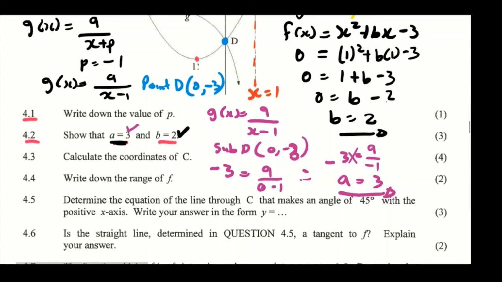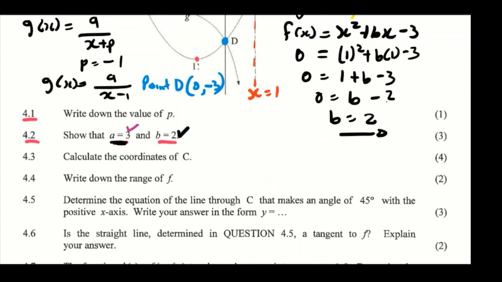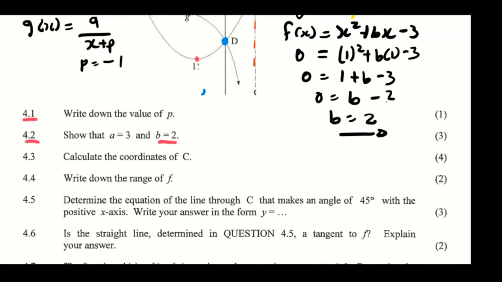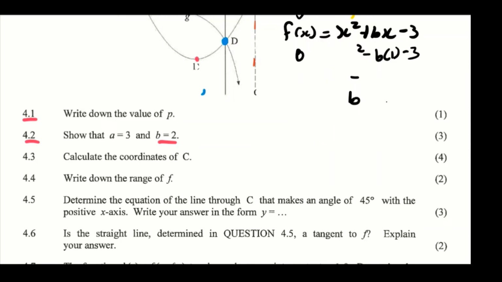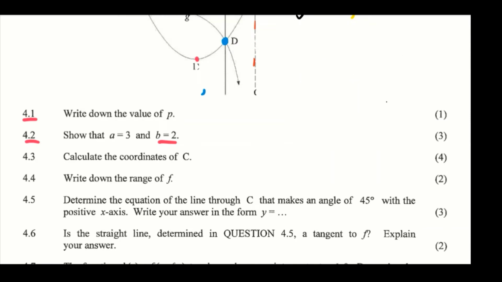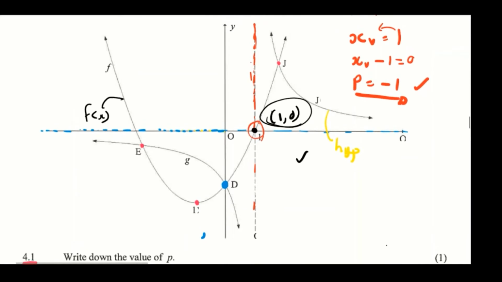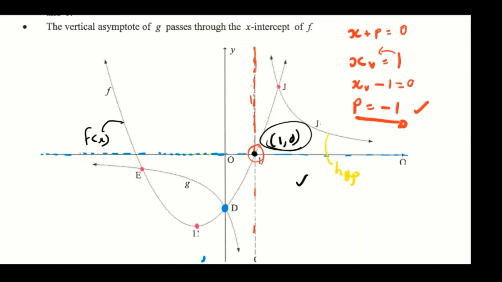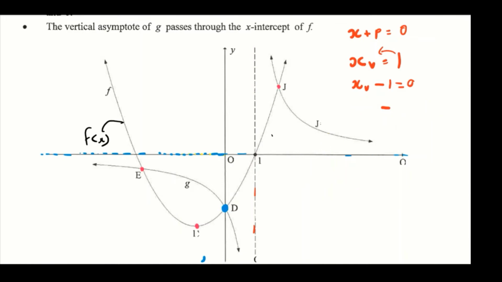So yeah, we're done with 4.2. Now we're going to do another question, which is 4.3. We are asked to calculate the coordinates of C. So what are the coordinates of C? What is C in the graph? Let me remove some of the info so that we can see what is C.